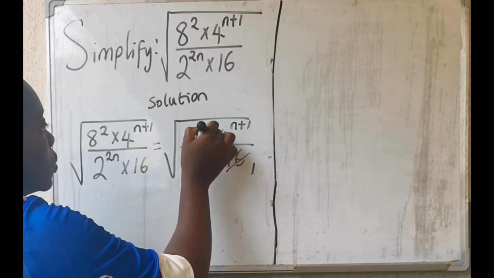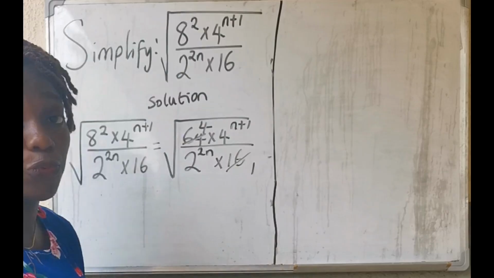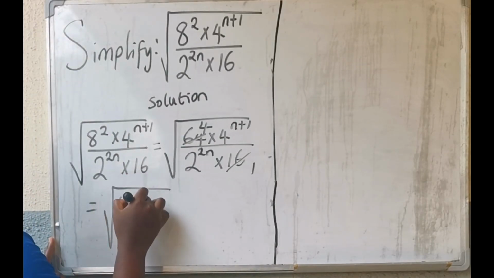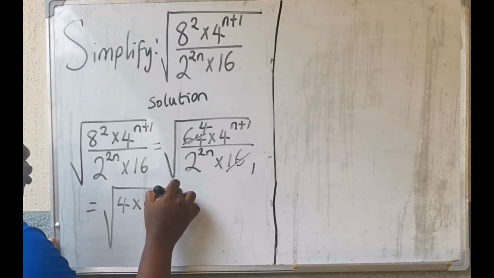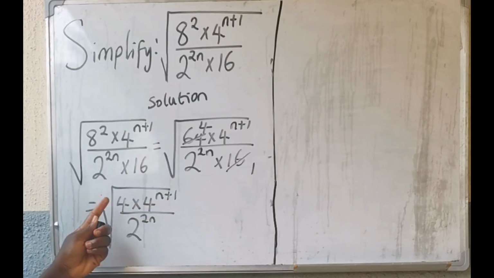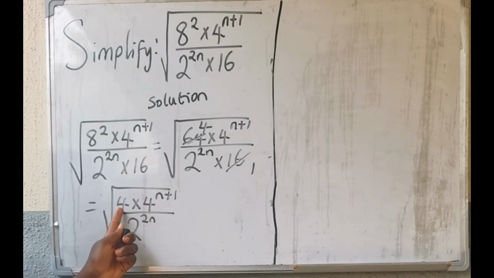64 divided by 16 is 4, right? We have the square root of 4 times 4 raised to the power n plus 1 over 2 raised to the power 2n. Now, we have 4 times 4.